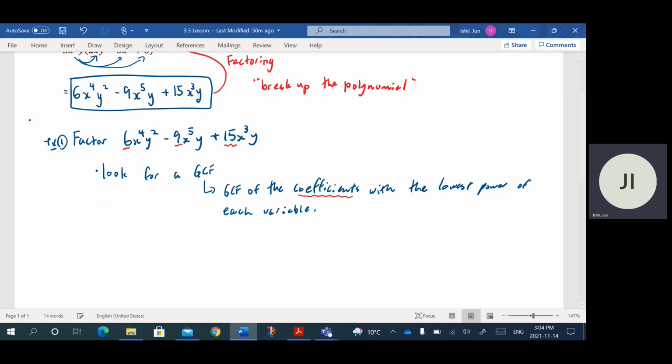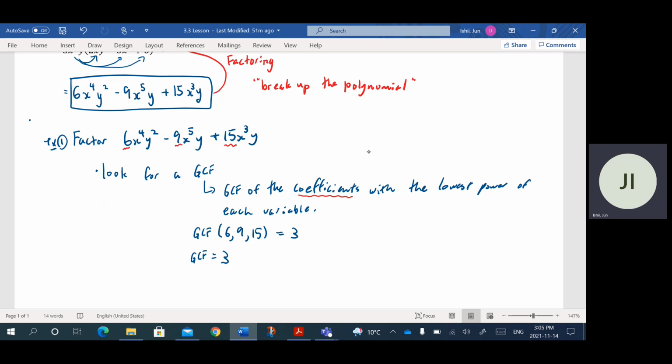You can see here that the GCF between 6, 9, and 15 is actually 3. 3 goes into 6, 3 goes into 9, 3 goes into 15. There's no number bigger than 3 that goes into all three of these numbers. So the GCF of the coefficients is 3, which means the GCF of this polynomial will start with 3.